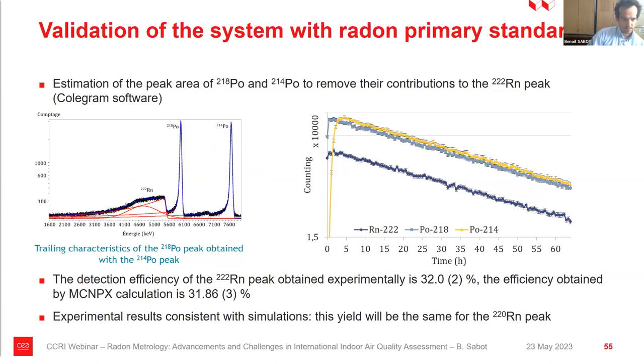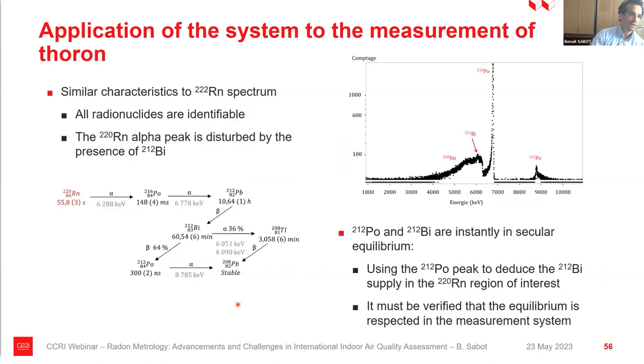What we did with that is that we were able to measure the radon peak detection efficiency. And of course, we compared this to our MCNPX calculation in order to validate our approach, and which was the case. And as it was developed so that we have the same detection efficiency for radon 222 and radon 220, we could use this simulated efficiency as a detection efficiency. And then that's what we did.